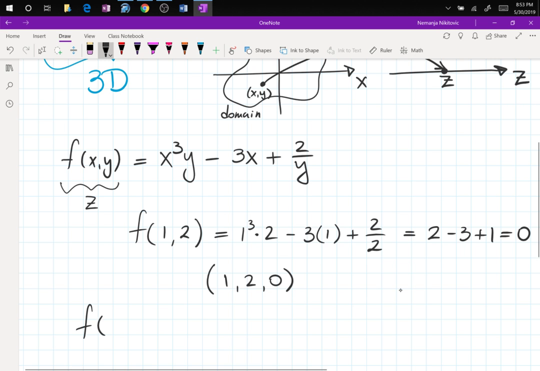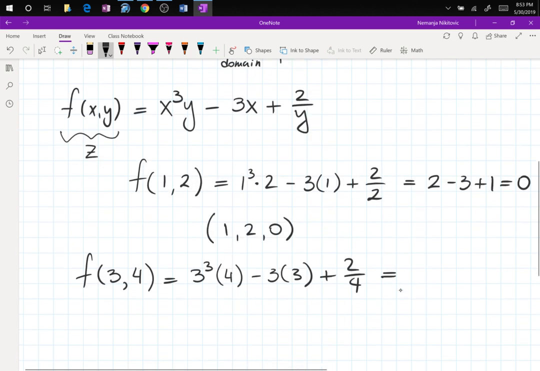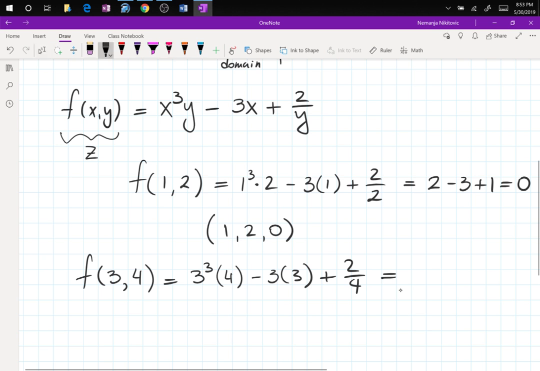If we calculate at a different value, say 3, 4, then we have 3 cubed times 4, I'm going to regret this, minus 3 times 3, plus 2 over 4. This is 27 times 4, that's 108. Minus 9 plus 1/2. 108 minus 9, that's 99.5. So the point is 3, 4, 99.5.